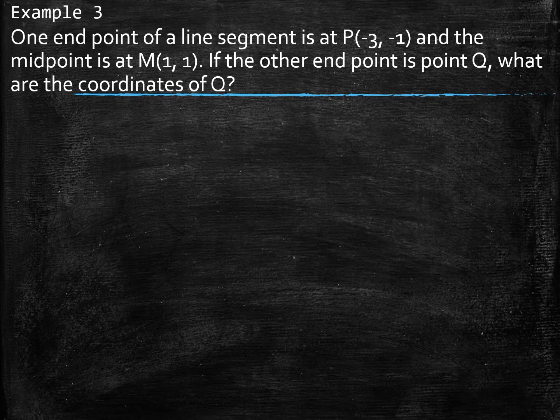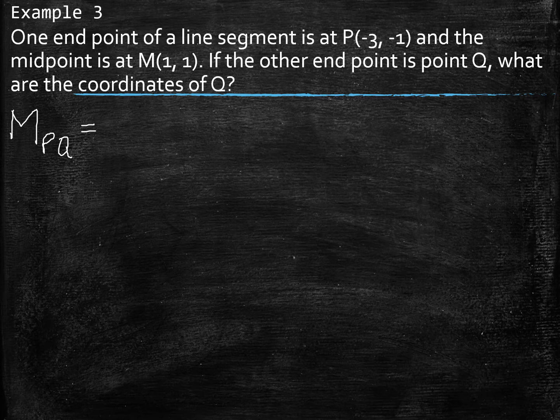Our next example, we have a word problem. One endpoint of the line segment is at P, negative 3, negative 1. The midpoint's at 1, 1. If the other endpoint is Q, what are the coordinates of Q? So we have a little bit of a word problem, a bit of a thinking question. You need to figure out what the other endpoint is given the midpoint. So still start out like you normally would. So midpoint of PQ.